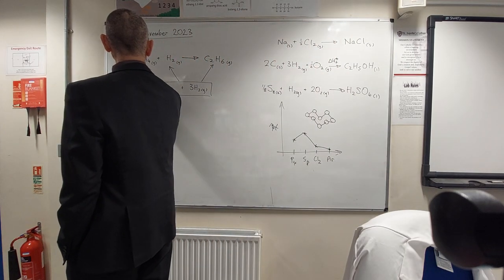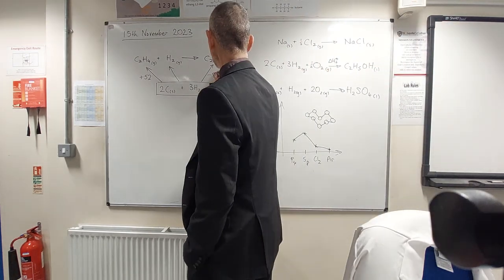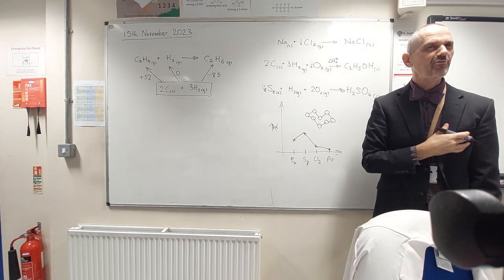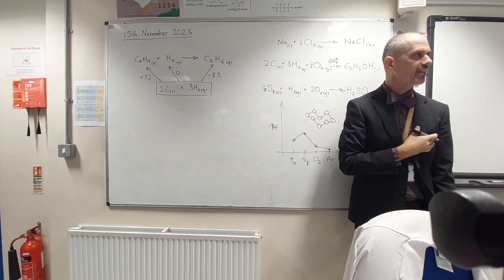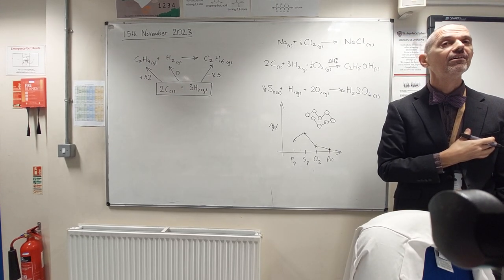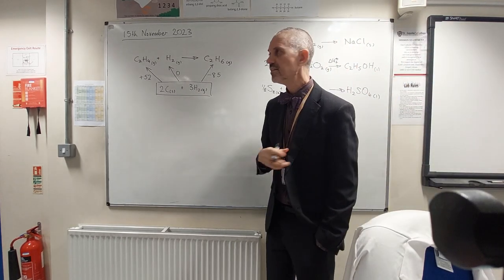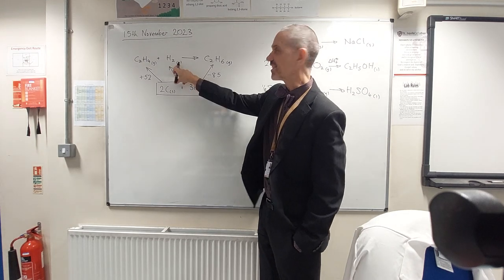plus 52 over there, minus 85 over there. Enthalpy of formation of hydrogen gas is zero. Can anyone think why that might be? Right, H2 doesn't have to react to make H2.